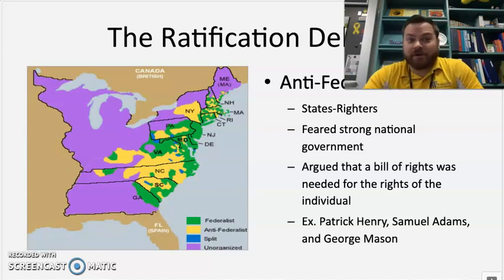So there are still very notable founding fathers amongst the Anti-Federalists. They might have lost the debate here, but it doesn't mean that they didn't have equally as impressive figures leading them. People like Patrick Henry, Samuel Adams, George Mason, they were all predominant Anti-Federalists.